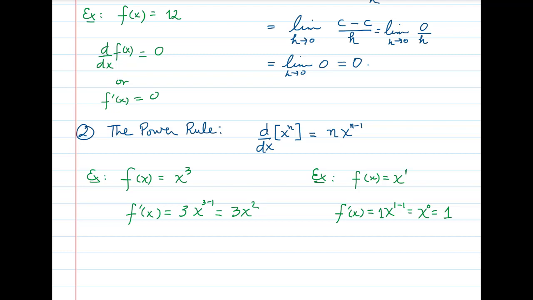So that's one that you want to just know right away, right? f of x equal to x. For that linear function, the derivative of x is just 1. So again, that comes straight from this power rule, but it's one that you may want to just know.